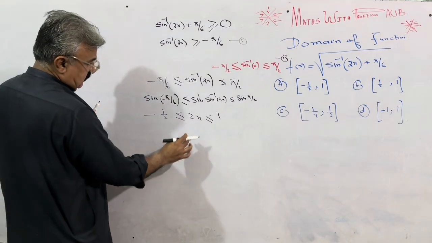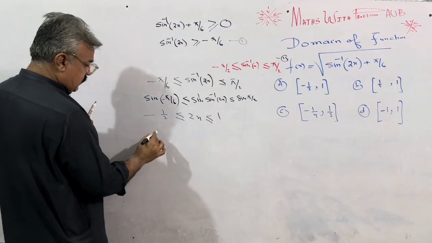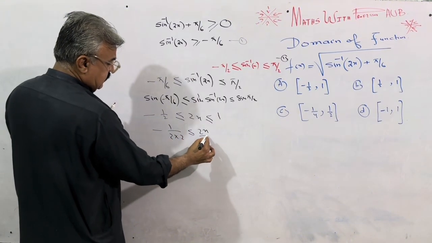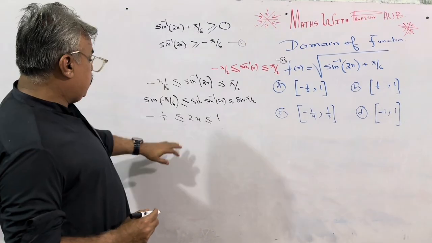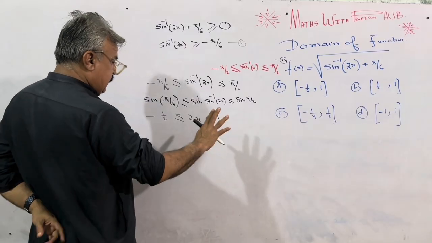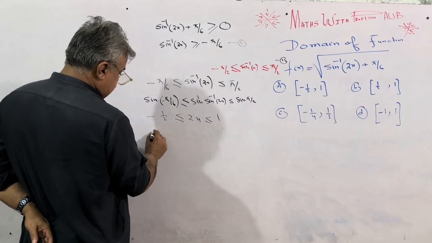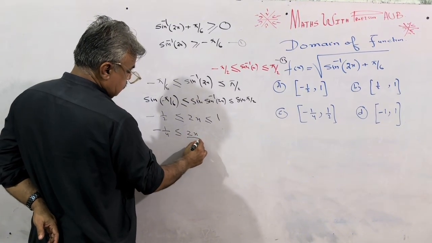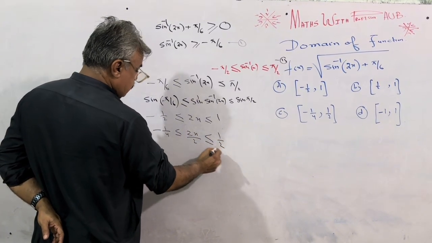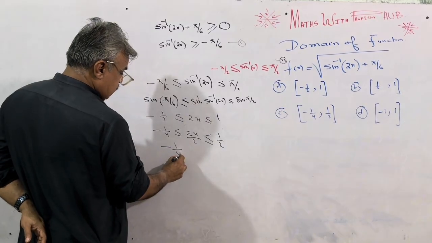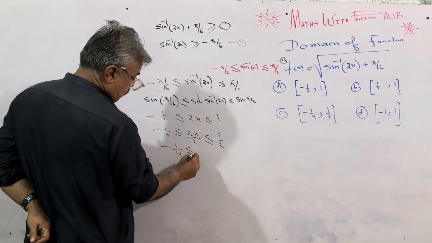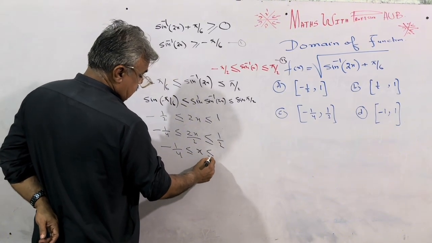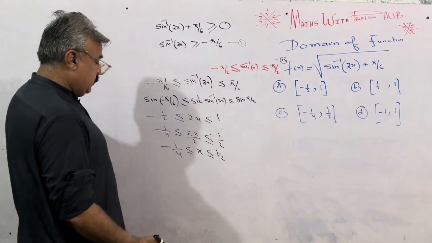Solve for x. Now we have the domain, dividing throughout by 2. We have minus 1 over 2 less than or equal to 2x less than or equal to 1. Solving for x, dividing throughout by 2, we get minus 1 over 4 less than or equal to x less than or equal to 1 over 2. Now we have the interval, we have the principal domain. The domain for this function is minus 1 over 4 less than or equal to x and x less than or equal to 1 upon 2.